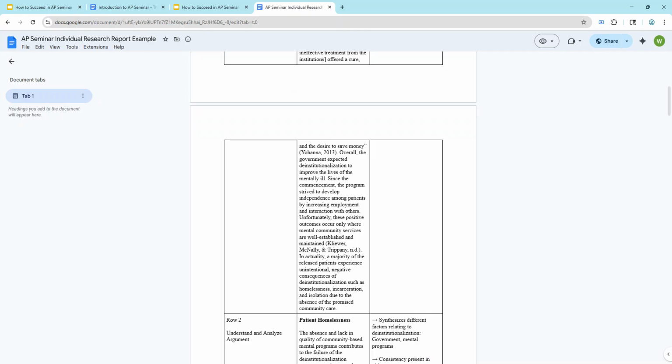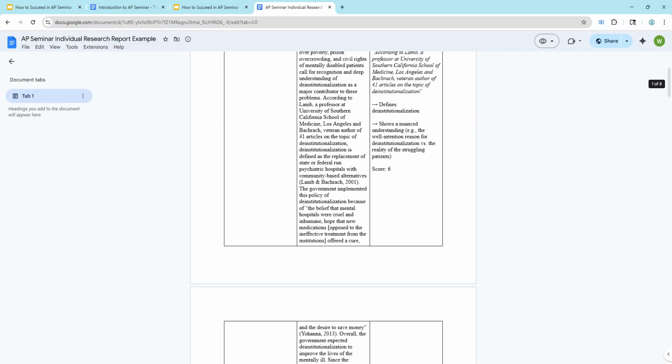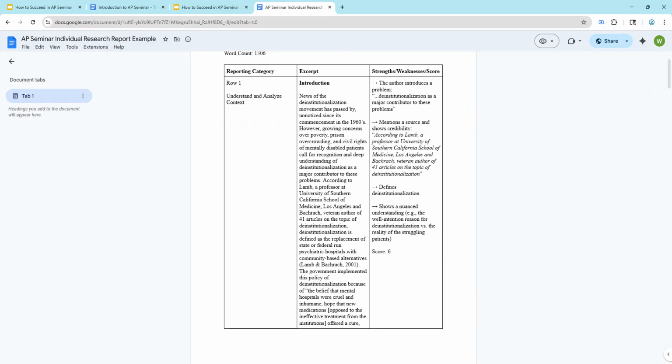This is the introduction, and it is very strong, right? We see the in-text citations, we see the context, we see the definition. The author introduces a problem, which is deinstitutionalization as a major contributor to these problems. The author mentions the source and shows credibility.